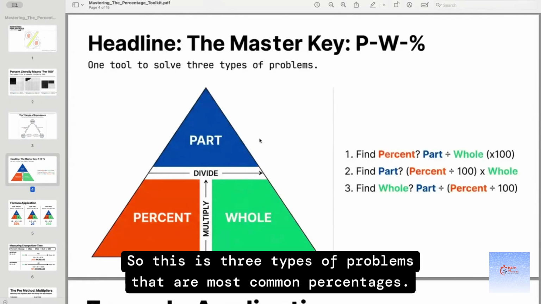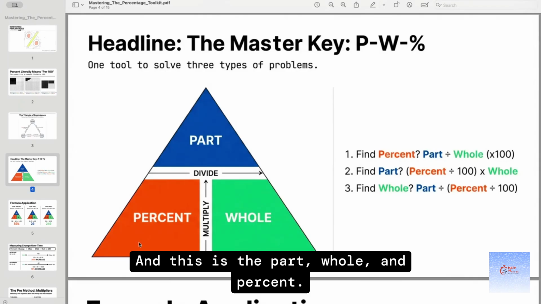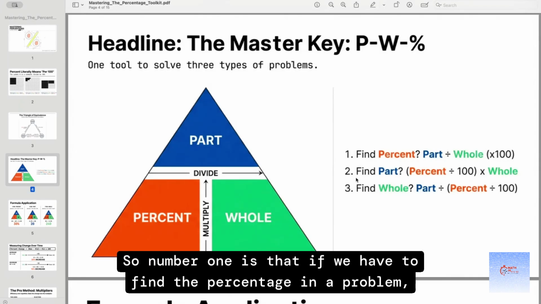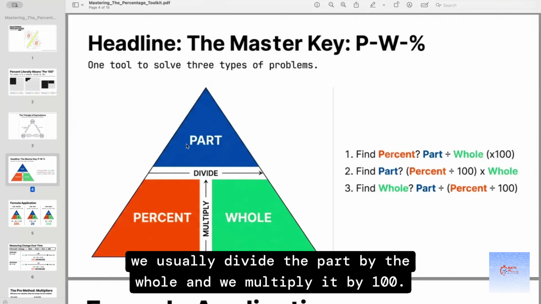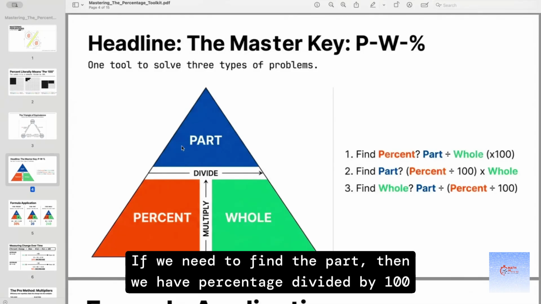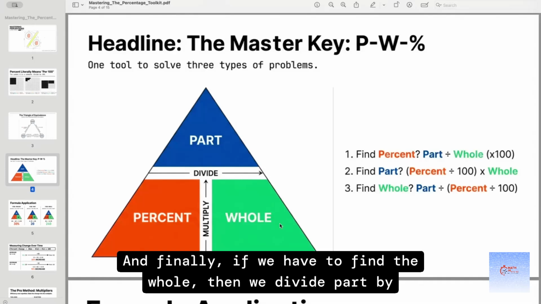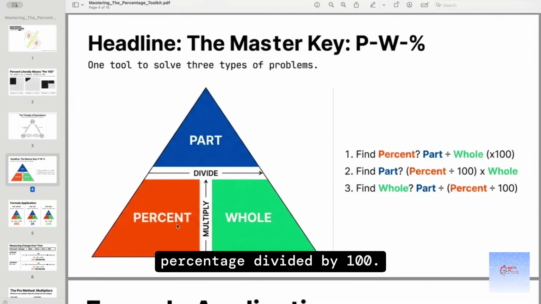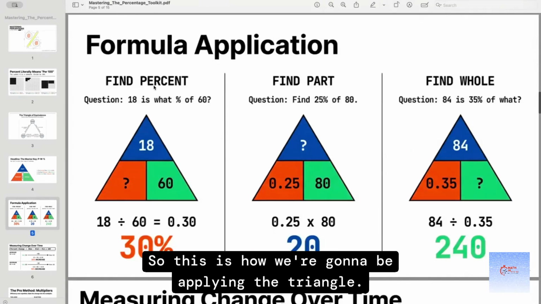So these are the three types of problems that are most common with percentages, and this is the part, whole, and percent. Number one is that if we have to find the percentage in a problem, we usually divide the part by the whole and we multiply by 100. If we need to find the part, then we have percentage divided by 100 and we multiply by the whole. And finally, if we have to find the whole, then we divide the part by percentage divided by 100. So this is how we're going to be applying the triangle.